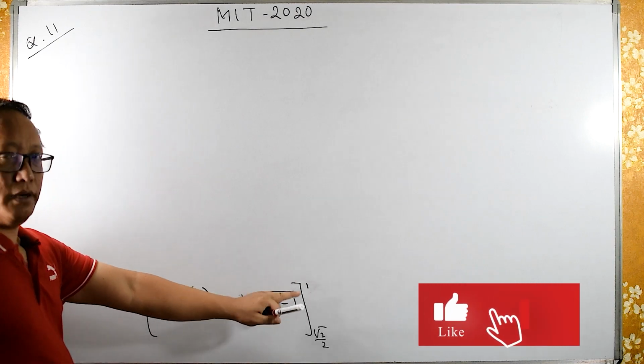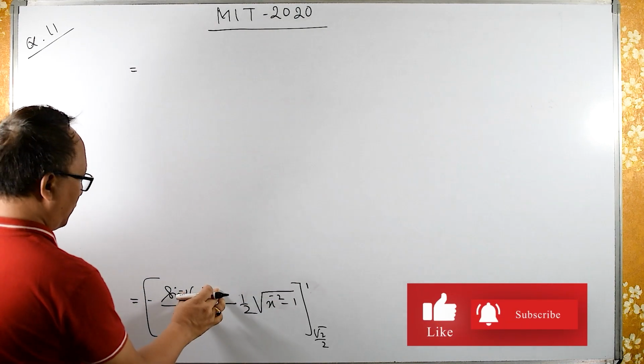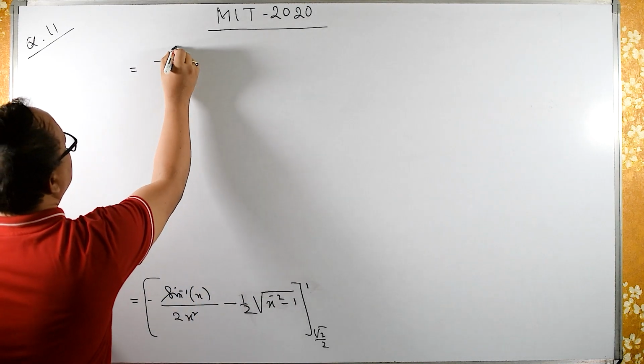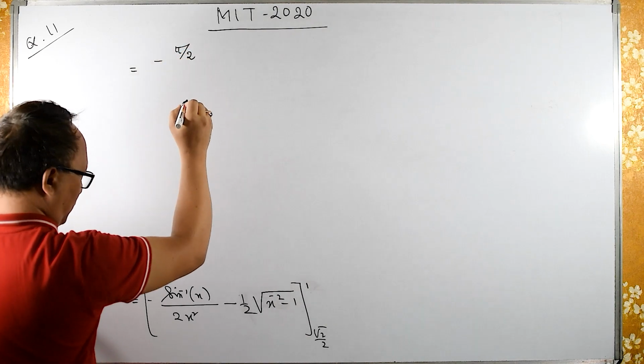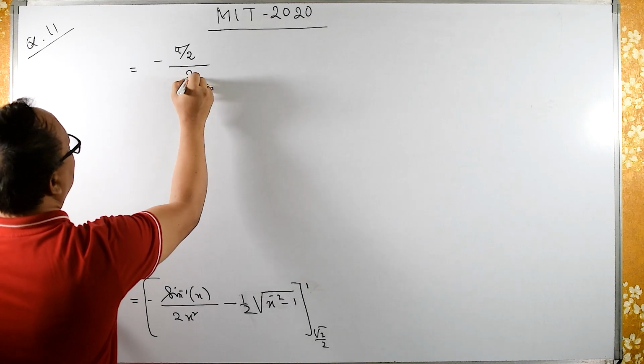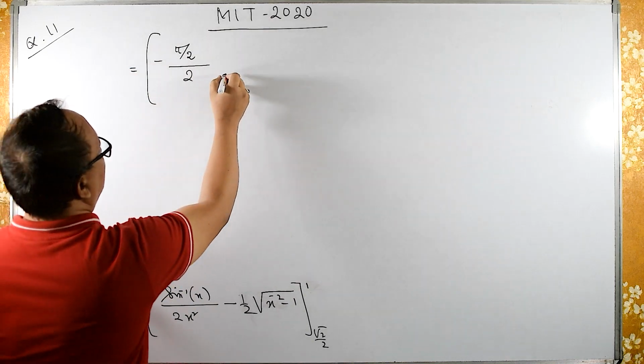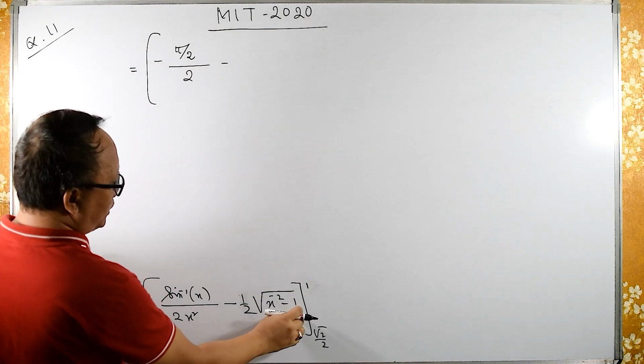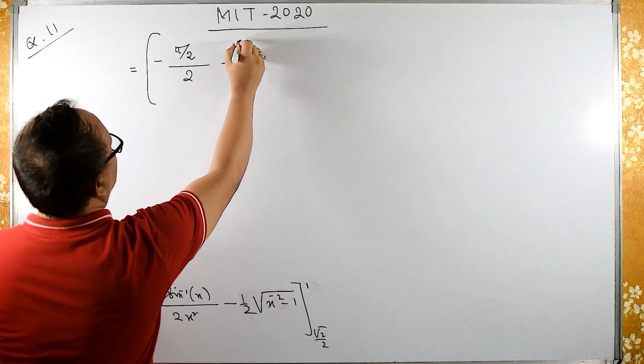Now let's substitute upper limit minus lower limit. Sine inverse 1 is pi by 2, so I'll have minus pi by 2 upon here 2, minus here 1 minus 1 is 0, so everything becomes 0 over here.